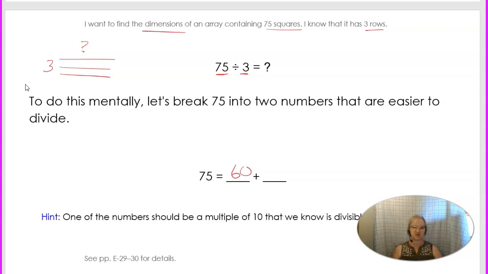If we took 60, and then it would take 15 more to get to 75, we could say that 75 is the same as 60 plus 15. And 60 and 15 are easier to divide by 3 than 75 is. So let's see how this works through.